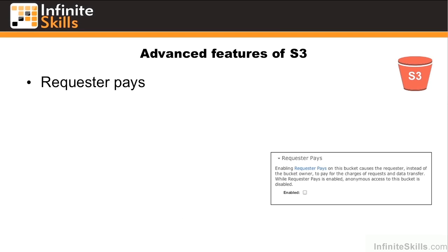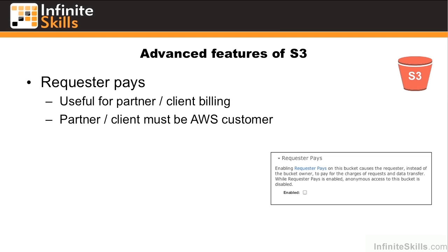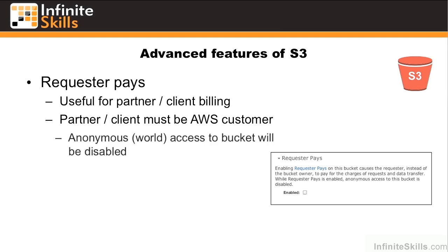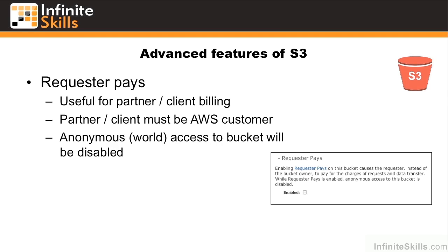Another feature of S3, Requester Pays, can be very useful for partner and client billing. The partner or client has to be an AWS customer, and the anonymous or world access to the bucket will be disabled. If you do have content that you want to share with the partner and you want to have them pay directly for the storage and the transfer, you can use Requester Pays to enable that. It can be turned off later.